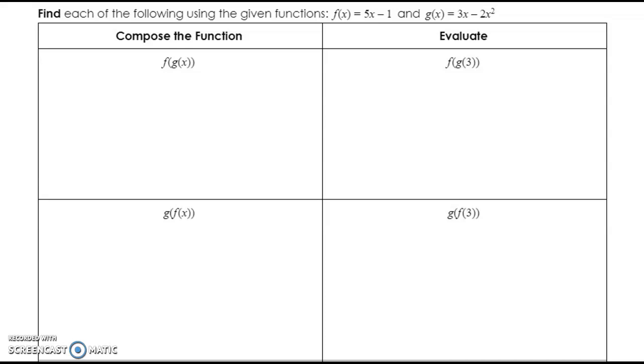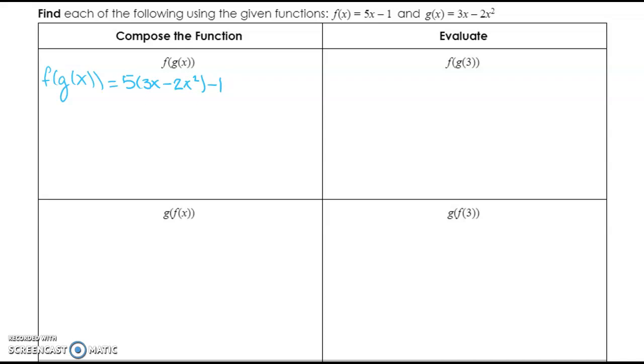And so remember, when we do this, we're taking the entire g of x function and inputting it into the f of x function. So for every x in f of x, we are going to input 3x minus 2x squared. So if we do that, we will get f of g of x equals 5, and then in parentheses, remember those parentheses, we will get 3x minus 2x squared minus 1.